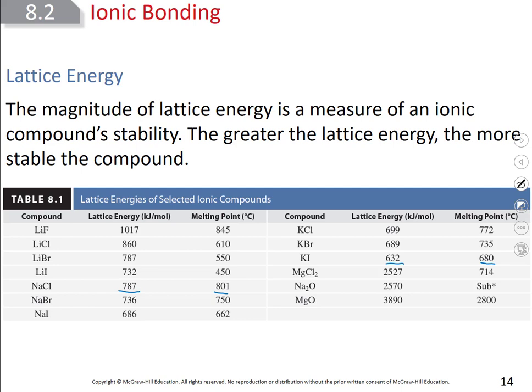So notice some of these have much, much bigger numbers. Here's magnesium oxide, 3,890. It is extremely stable. It takes a whole lot more energy to break apart magnesium oxide than it does to break apart either sodium chloride or potassium iodide. And we're going to see in a little bit why that is.